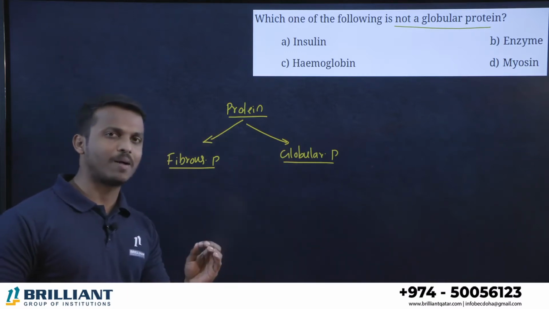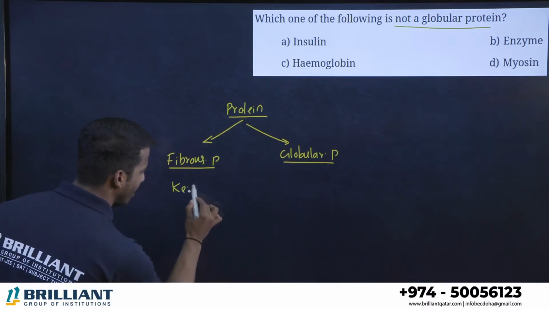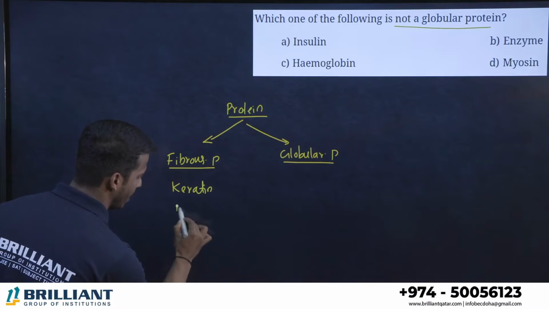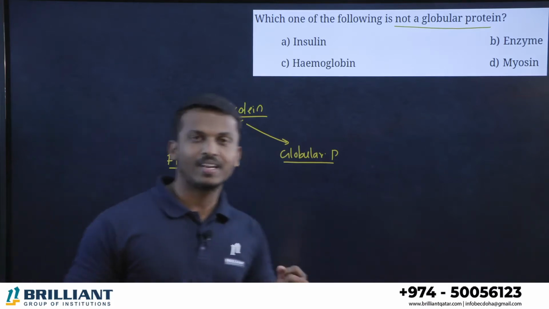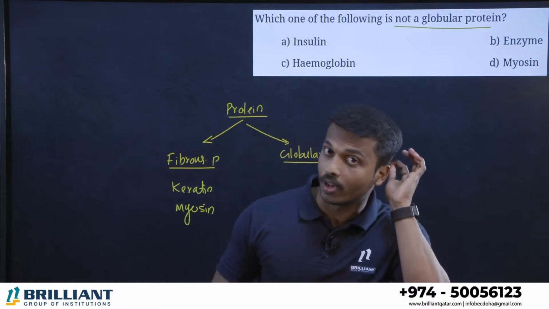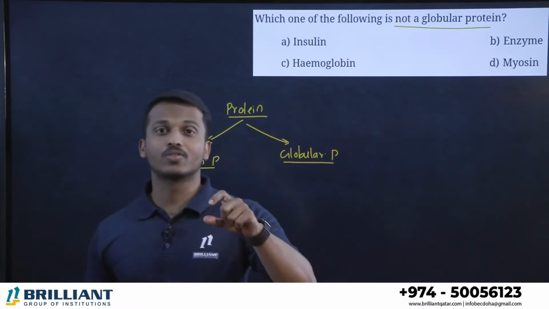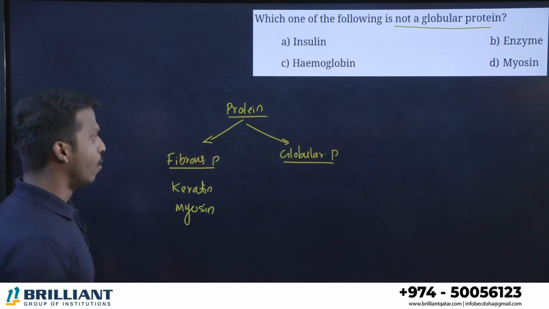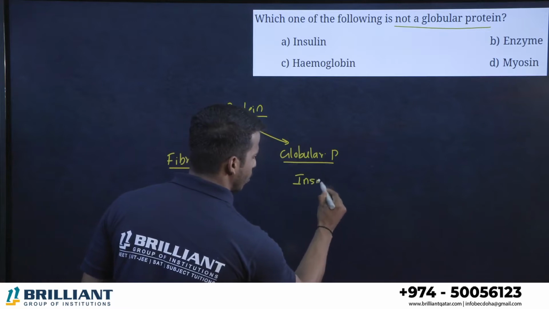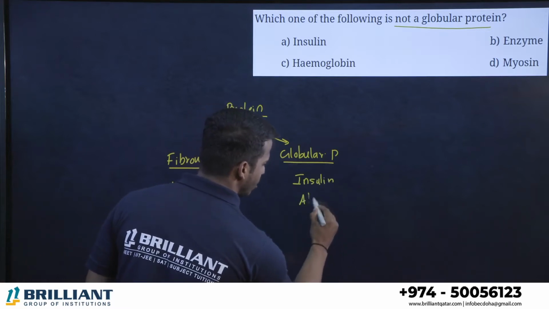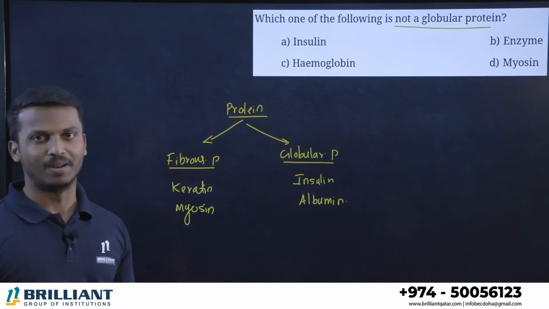What are the examples you studied for fibrous protein? They are keratin and myosin, right? Keratin is the hair protein, found in hair, nails, etc. Myosin is the muscle fiber. What about examples of globular protein? They are insulin and albumin. These are the examples. Alright.